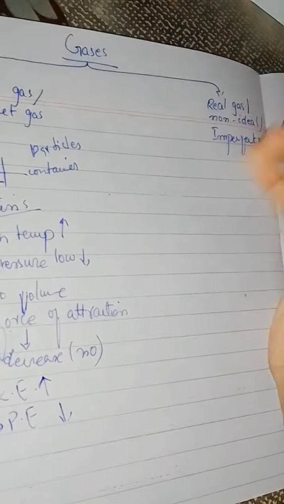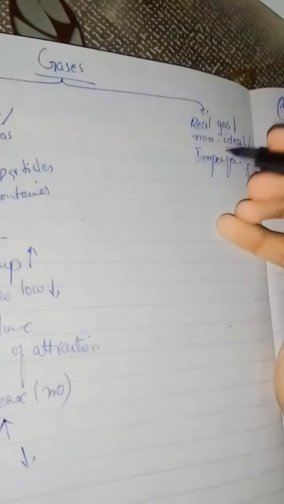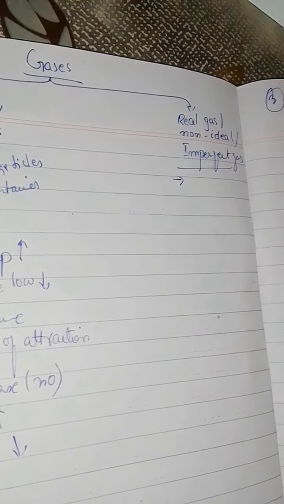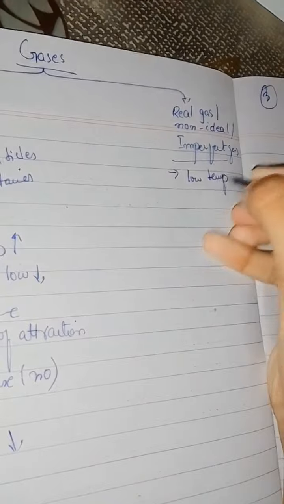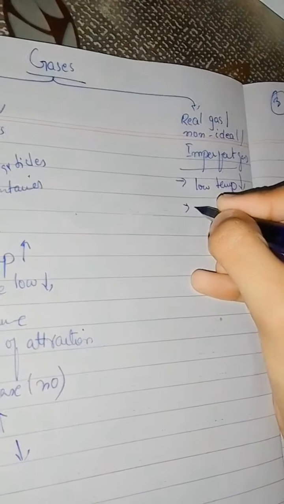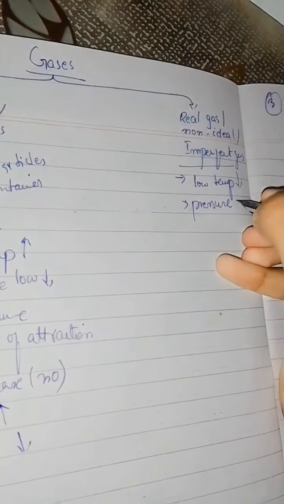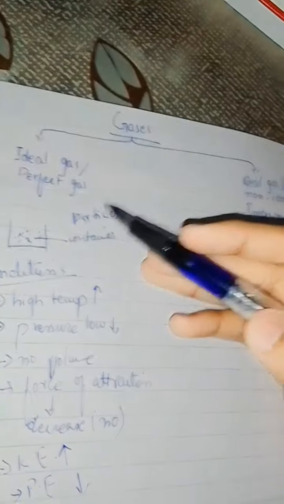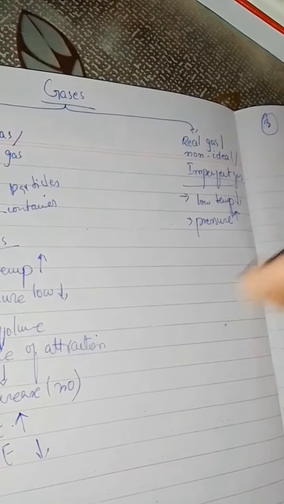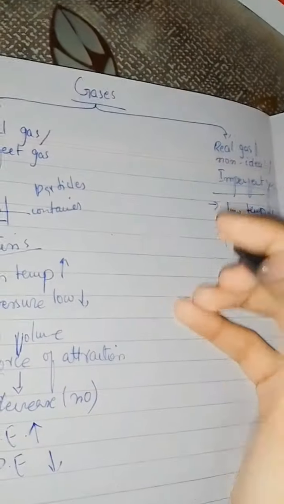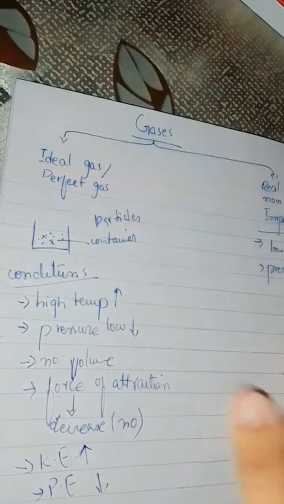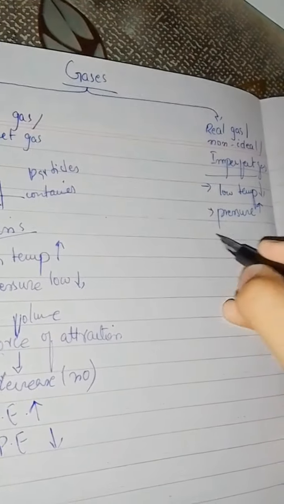Now if we talk about the real, non-ideal or imperfect gas, what conditions will we give to the particles to make it? We have to give a low temperature to it, but the pressure should be high. It is the opposite of the ideal gas. When we give a low temperature, the particles will move near to each other. Here in the ideal gas the particles move apart from each other, but here the particles will move close to each other.